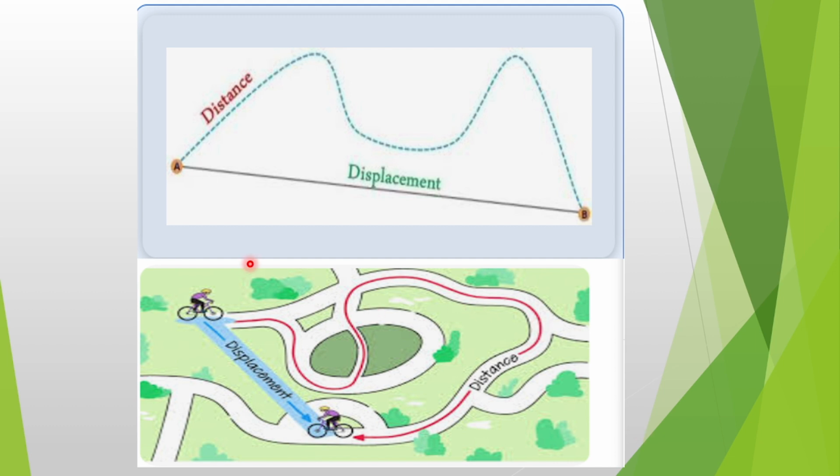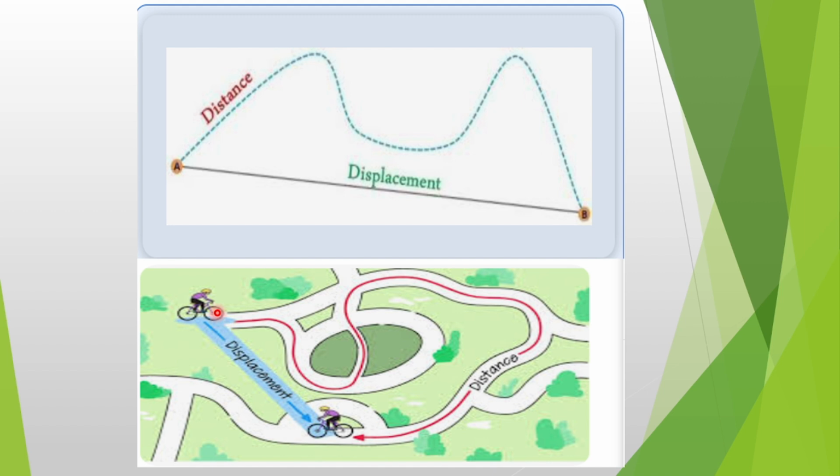Now let's discuss distance and displacement. So there are two points. The total path covered between two points is called distance, while the shortest distance between any two points is called displacement. So this is the definition. These are the definitions and also the main difference between distance and displacement. Distance is basically the total path covered by a body, and displacement is the shortest path covered by a body.